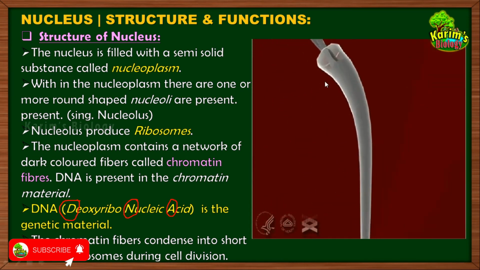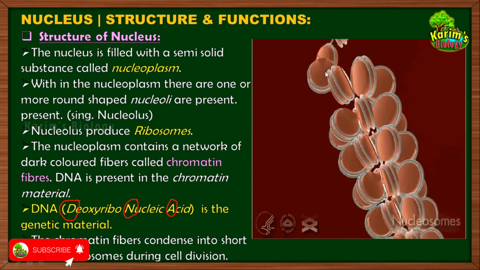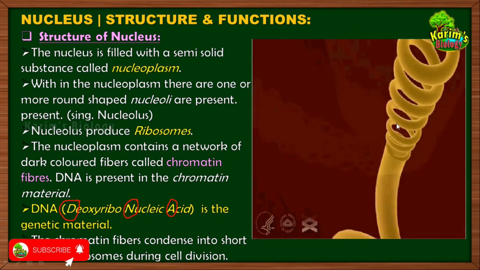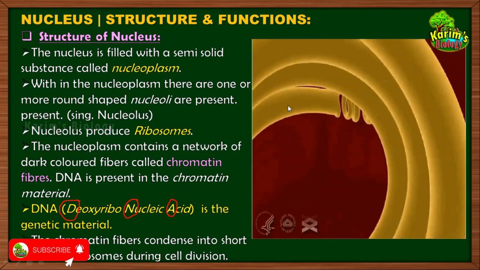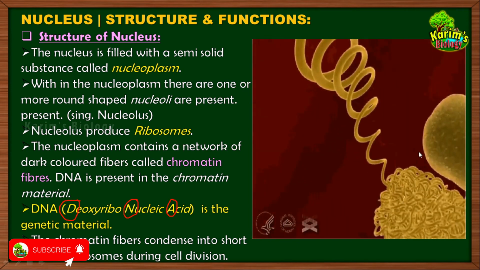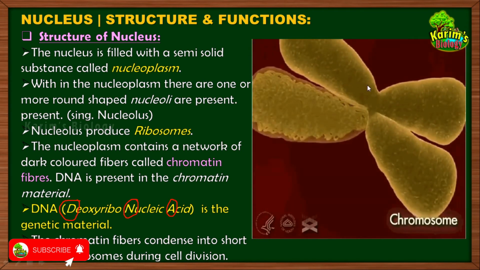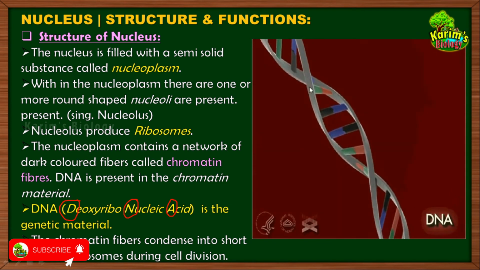So this is the DNA. DNA is forming into chromatin fiber. DNA is coiling around some proteins here. These are the proteins, and these proteins are further coiled to form chromatin material. So this is the chromatin fiber that you are observing. This chromatin fiber will be further coiled and form a dark, thick structure called chromosome. So this is a chromosome.